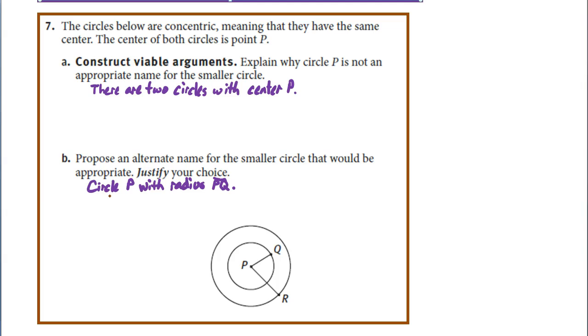So question B, what is an alternate name for the smaller circle? How about calling it circle P with radius PQ? By defining the radius, that limits us to this circle. We know for sure we're talking about that circle.